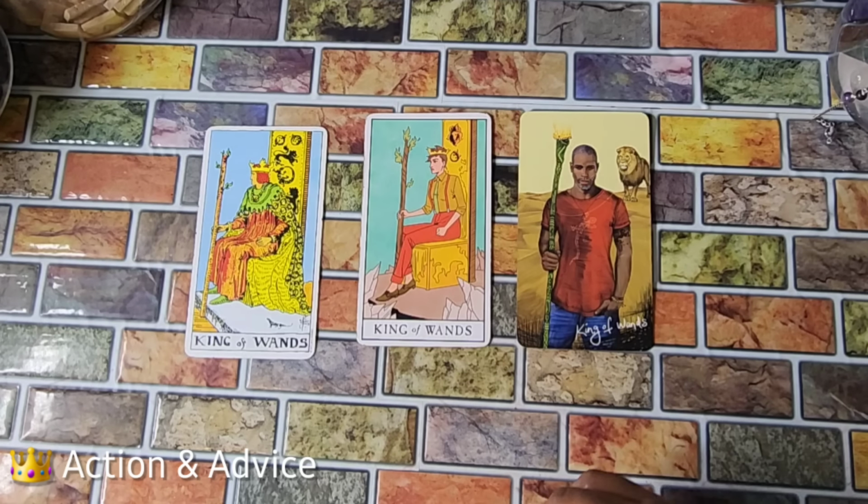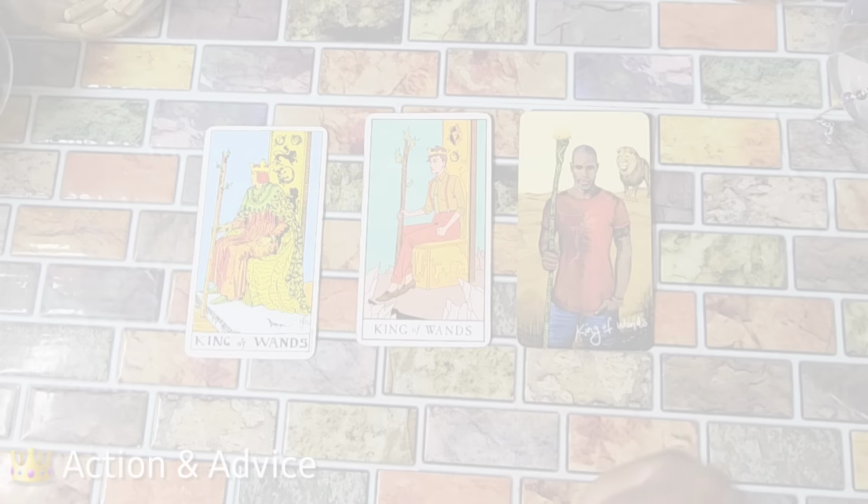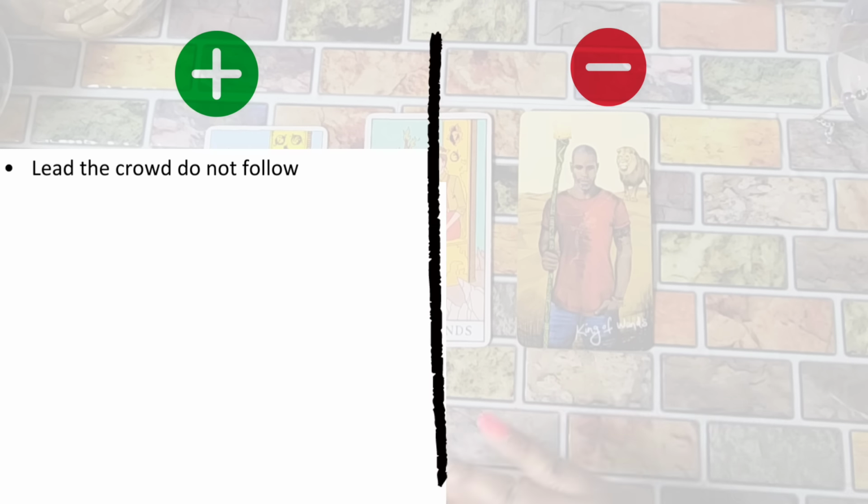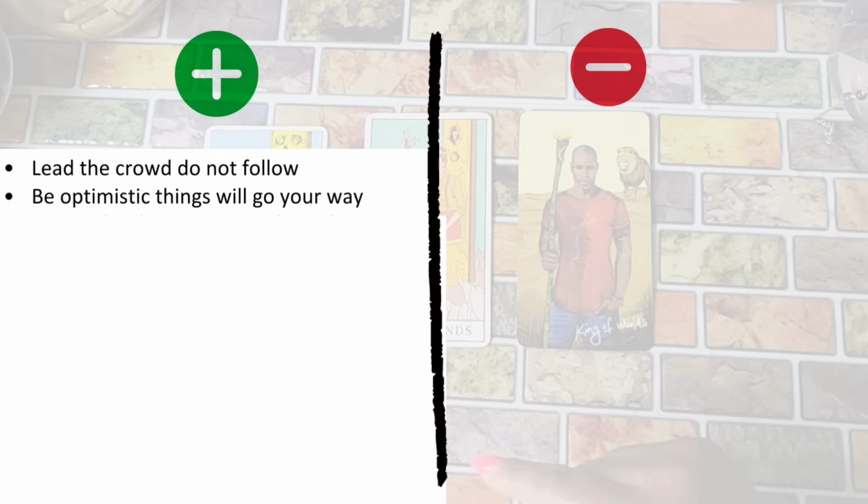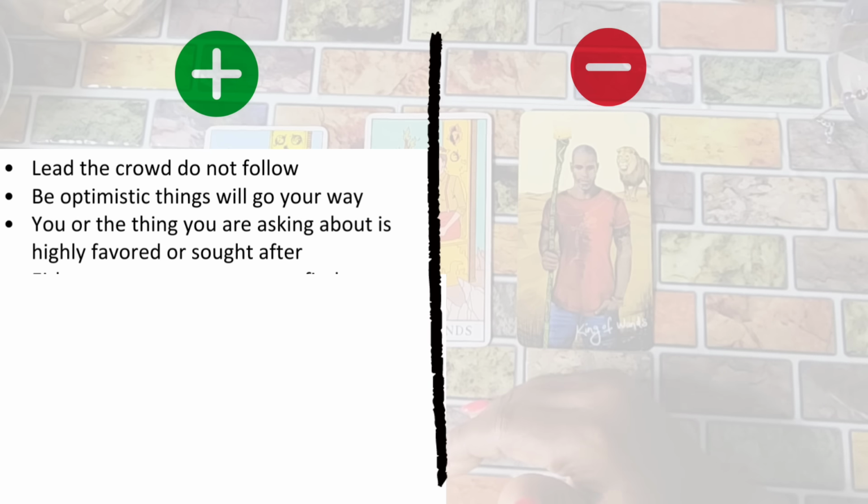So action advice, telling you to lead the crowd. Do not follow. Be optimistic. Things will go your way. Okay, you or the thing you're asking about is highly favored or sought after, so definitely go after it.